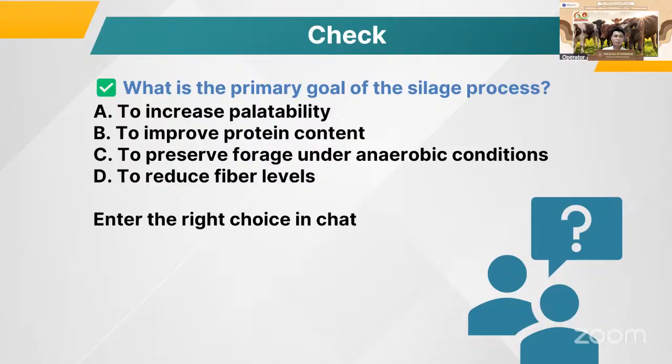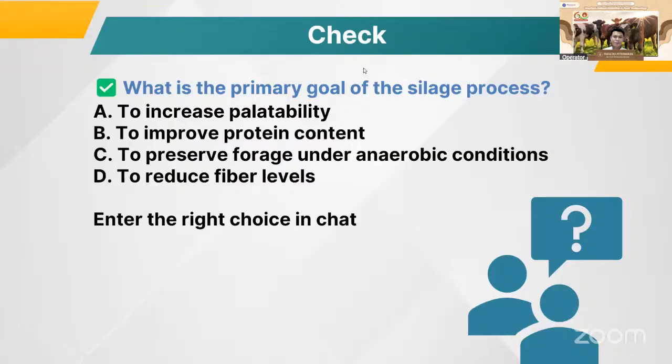My first question, like an overview: what is the primary goal of the silage process? A, to increase palatability; B, to improve protein content; C, to preserve forage under anaerobic conditions; or D, the silage process could be to reduce fiber. So you can type A, B, C, or D.